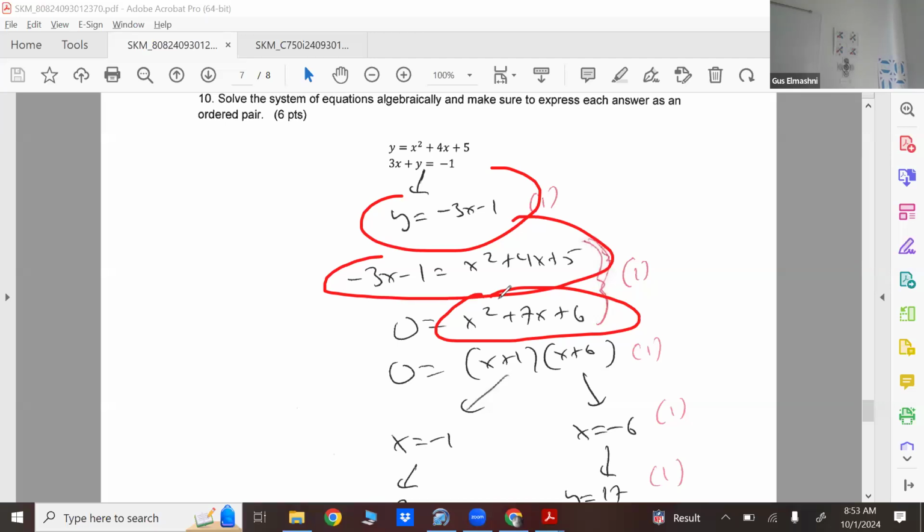Think about what multiplies to 6 and adds to 7. 1 and 6. That's it. Takes like 2 seconds. 1 and 6, multiply to 6, add up to 7, solve for x, -1, -6, throw it back into the equation, get y, done.